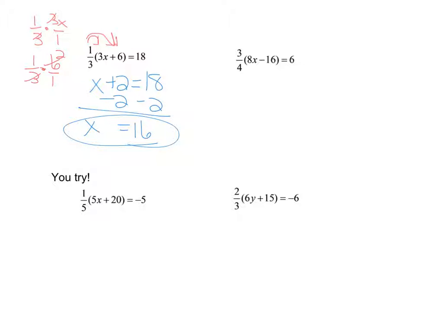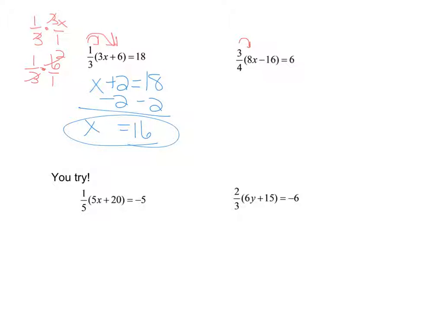Nice and simple. Okay? So these distributive problems with a fraction outside the parentheses are going to turn out pretty nicely. They don't always turn out this pretty, but these are going to be pretty nice. Okay? Next, I have 3/4 times 8x minus 16 equals 6. I'm going to distribute this 3/4.